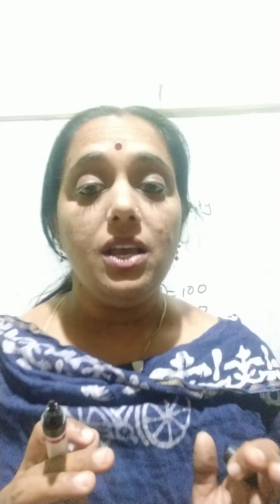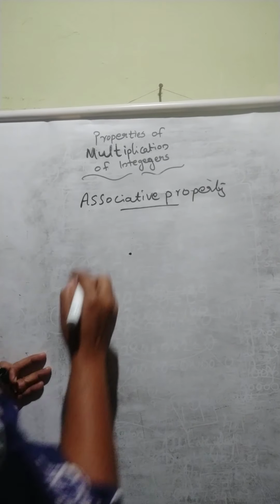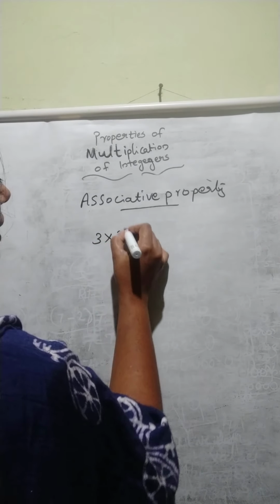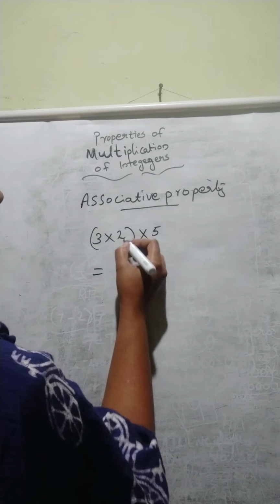Clear? So we can say that multiplicative identity is 1. Don't forget it. Multiplicative identity is 1. When we are multiplying by 1, we will get that same integer as the answer. Then multiplying by 0, we will get 0 as the answer. Next, associative property. That is 3 multiplied by 2 multiplied by 5 is equal to 3 times 2, 6.